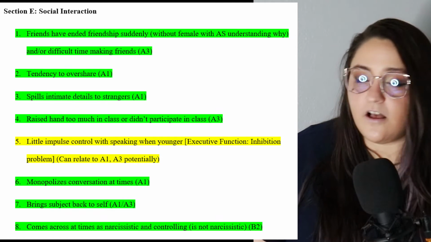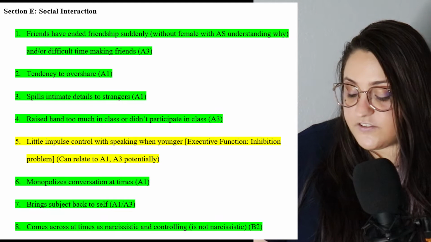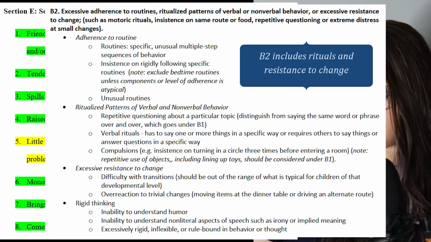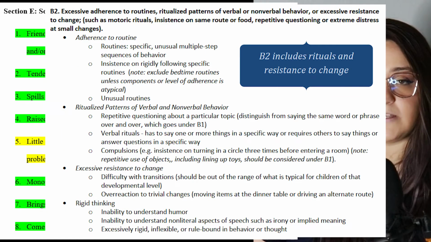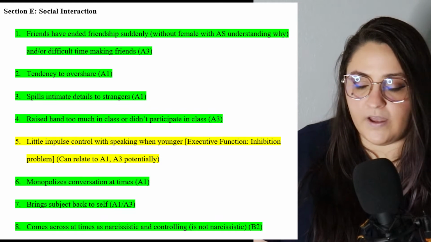Brings subject back to self, I put this one under A1 and A3. Comes across at times as narcissistic and controlling, is not narcissistic. I put that one under B2, and I think that was more to the whole controlling thing, controlling the environment, having things the same way, a certain way, etc.